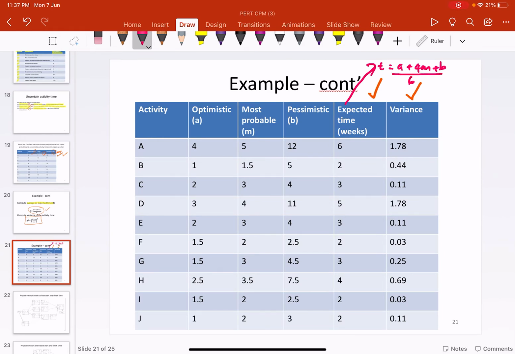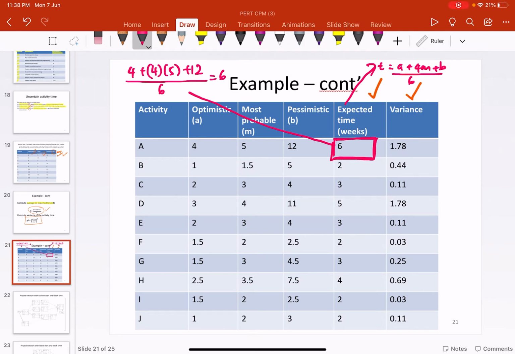So for this one, how you will get it is by having A is 4 plus 4 times M, M is 5, so 4 times 5 plus B. B is 6, so that is 12. And then you need to divide by 6. With this, you will get 6 in here. Okay, you'll get back this 6.